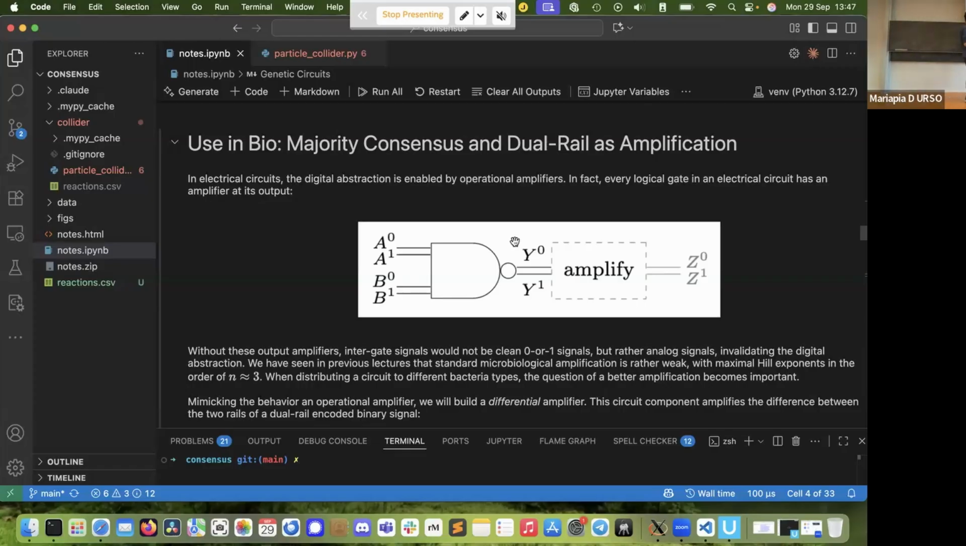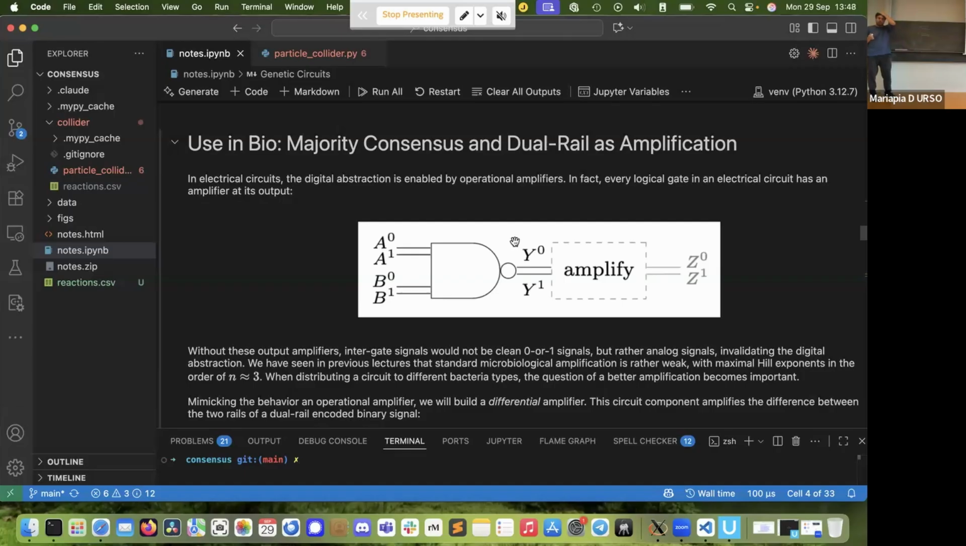Here we have any gate, here's an AND gate, but it can be anything, that has dual rail inputs and dual rail output. Since these are dual rails, the signal of the output, for example, this is the 0 rail and this is the 1 rail, will perhaps not be perfect. It will be a bit noisy, like this, and this will be a bit higher, let's say. So the real answer is 0 here, but this is a noisy one.